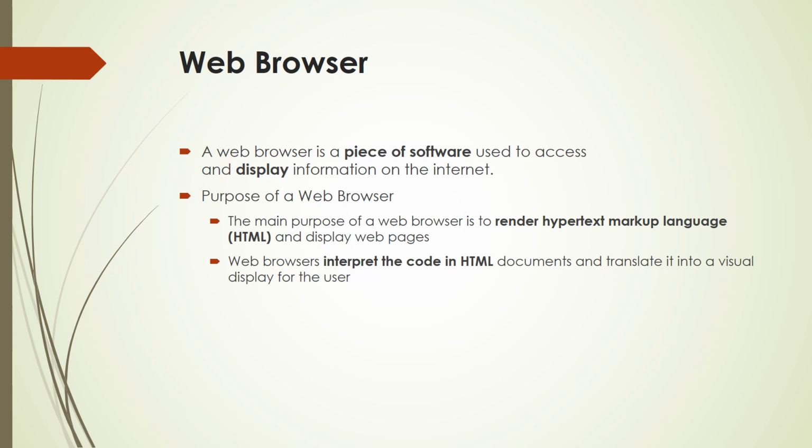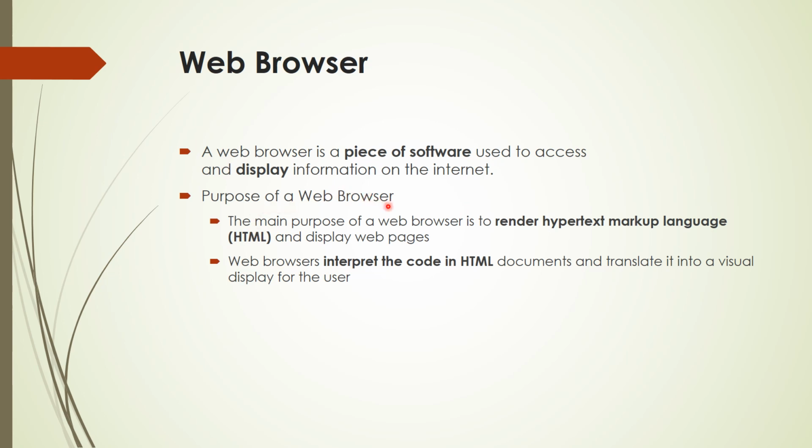So first of all, let's see what a web browser is. Basically, a web browser is a piece of software. It's an application that is used to access and display information on the internet. Basically a web browser is software or an application whose only job is to display everything on the internet, like all the websites and all the videos. It will display all the resources, right?